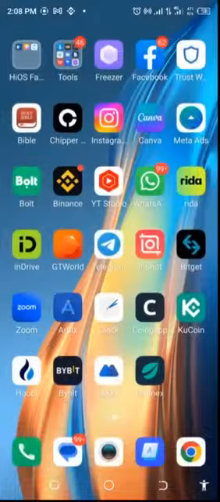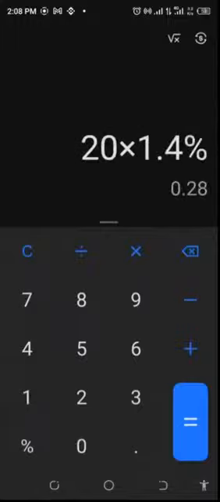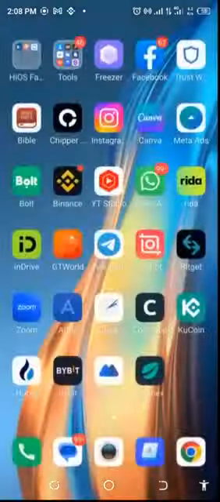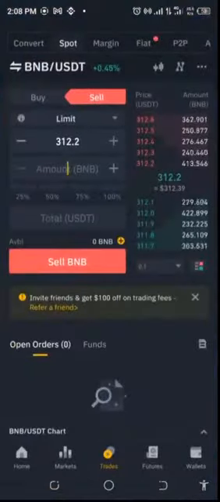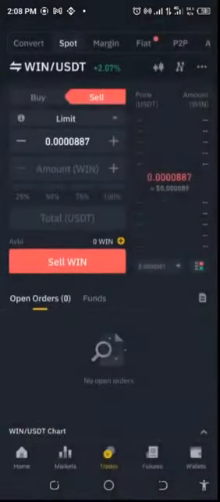I was thinking of going, let me do it with my calculator just to be on the safe side. So that's 20 times 1.4%. Okay, yeah. So let's go ahead and try this out. I'm going to do a little bit more elaborate simulation and see what we will get. So let's go back and see how we will do this.